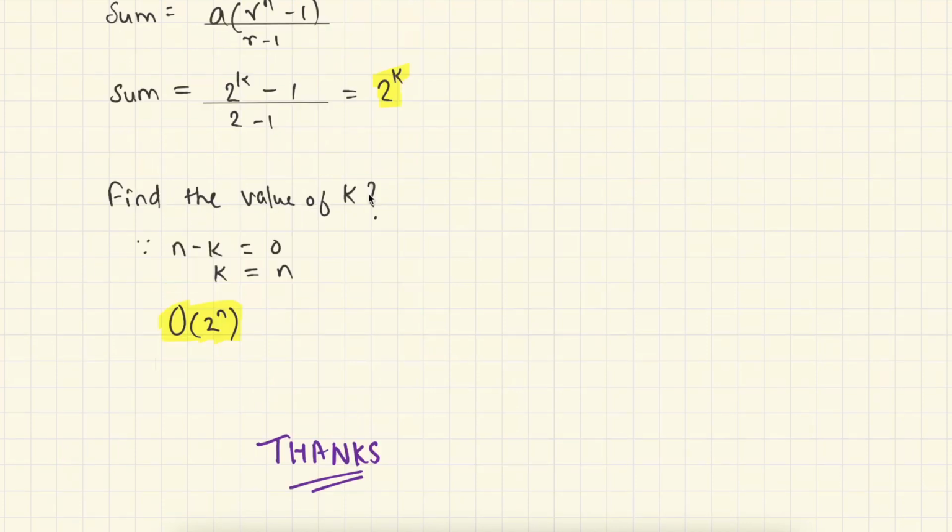So I hope now you have a good understanding of how to write a recurrence relation, how to construct a recurrence tree, and then how to calculate the order of growth of a recursive function.